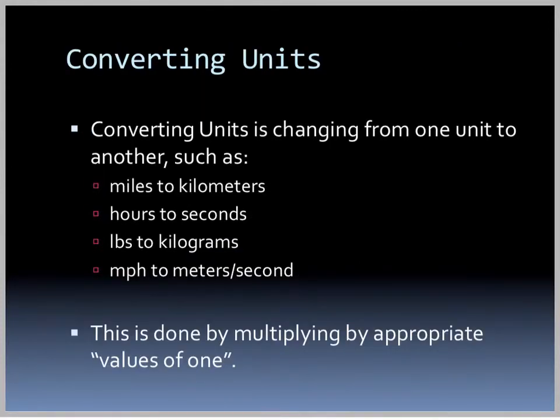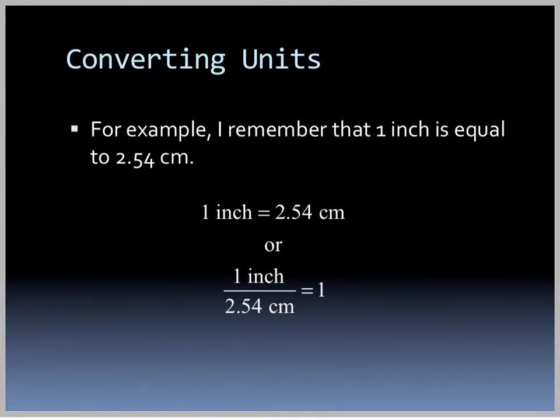So converting units is changing from one unit to another, such as going from miles to kilometers, or hours to seconds, pounds to kilograms, miles per hour to meters per second. And it's all done by multiplying by appropriate values of 1. I can multiply anything by 1 and it doesn't change it. So if I know, for example, that 1 inch is equal to 2.54 centimeters, I divide both sides. I get 1 inch over 2.54 centimeters is equal to 1. I can multiply this value by anything and it's not going to change it. And I can use that to change units.